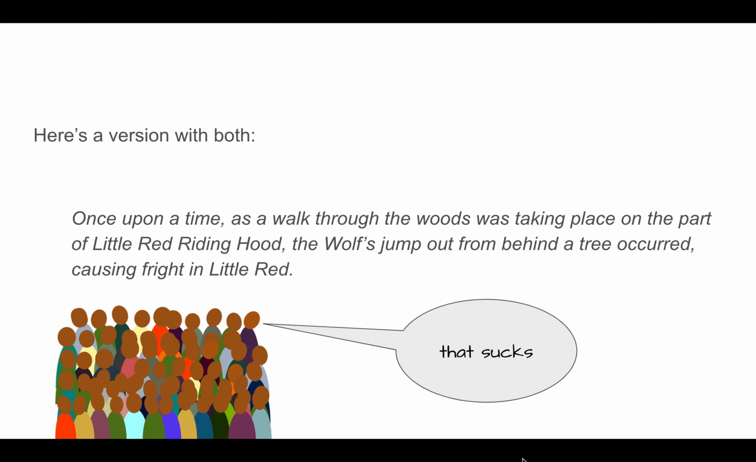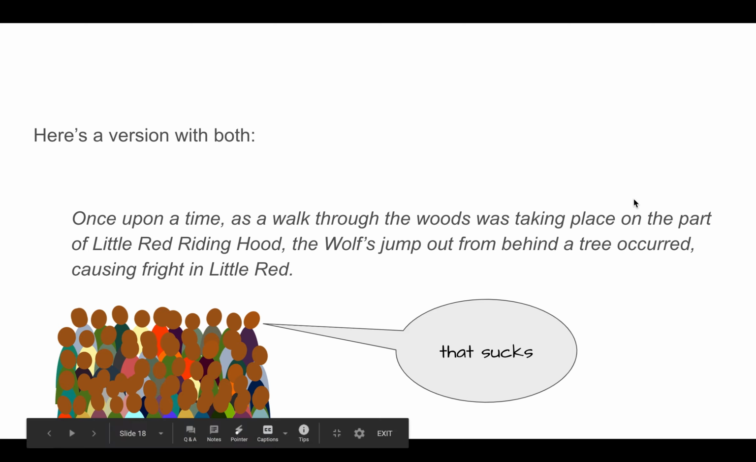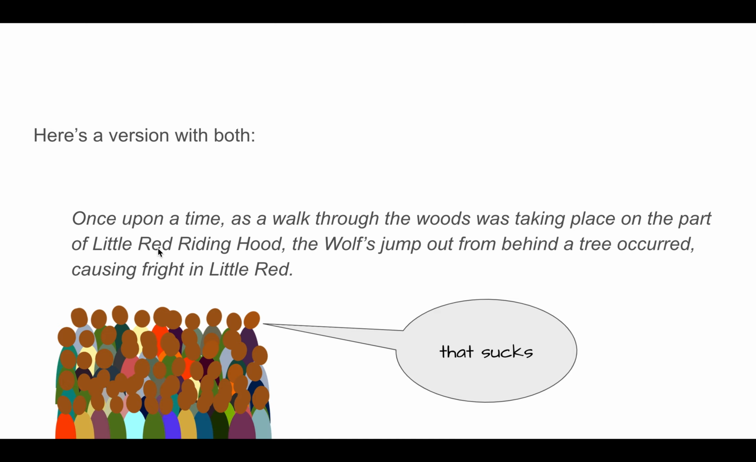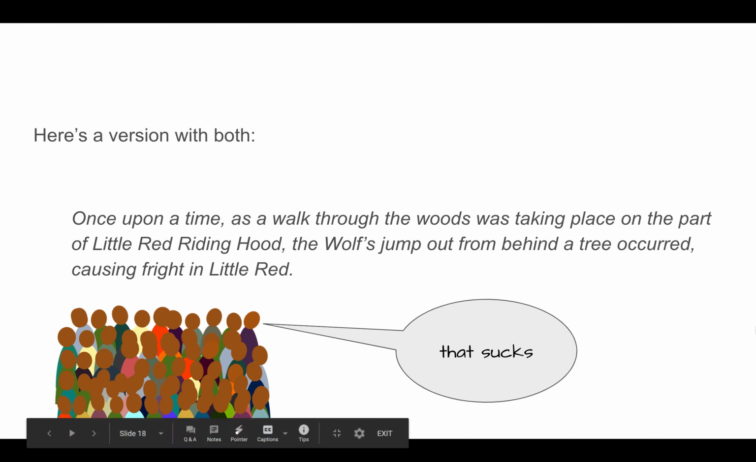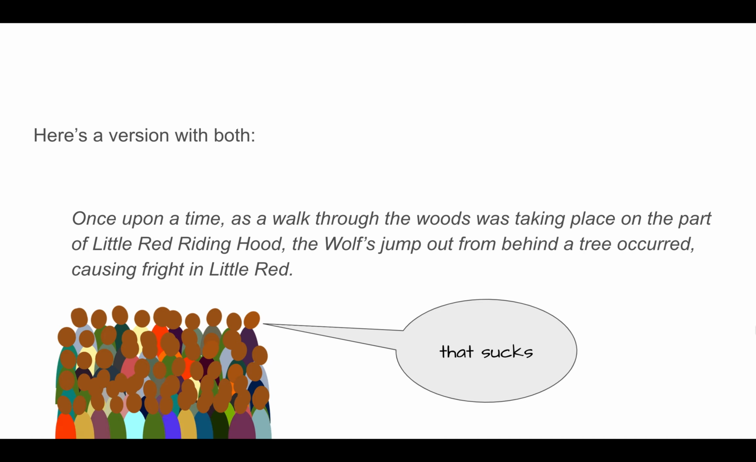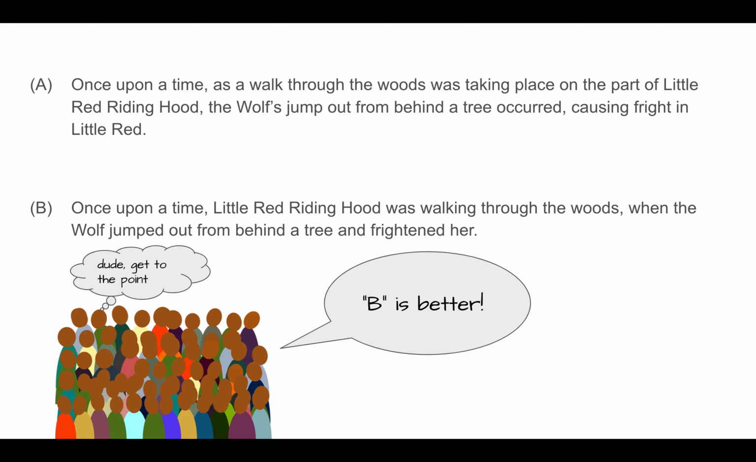But why? We have action, we have a walk, we have a jump, and we have the people, right? On the part of Little Red Riding Hood. We have the wolf's jump out from behind a tree occurred. Now we know who was frightened, causing fright in Little Red. So we have actions, we have characters, but yet we still don't necessarily like this version of the story.